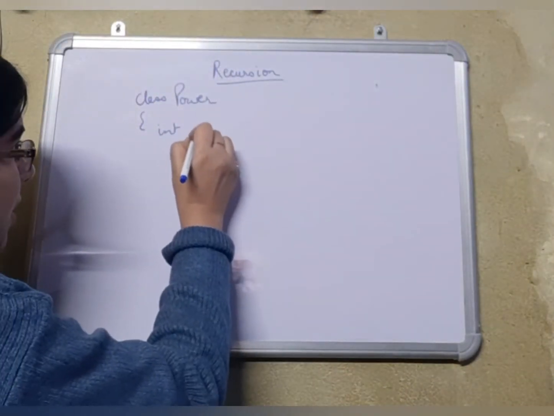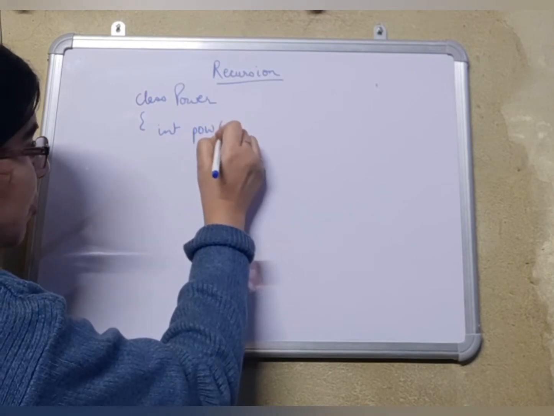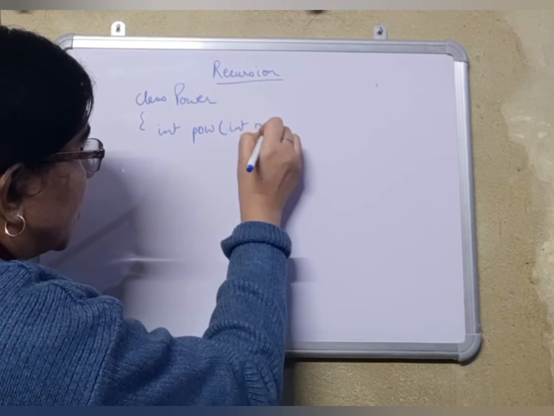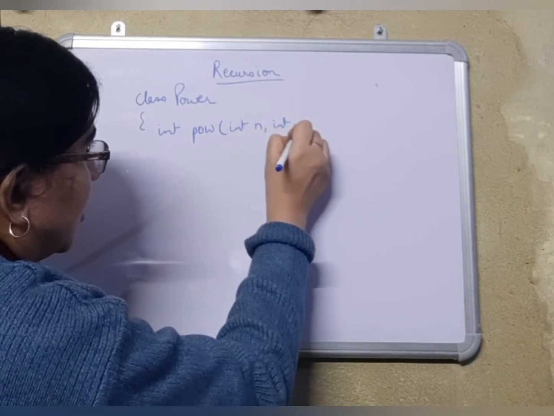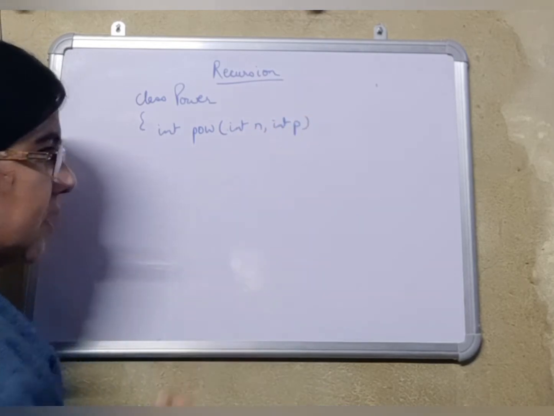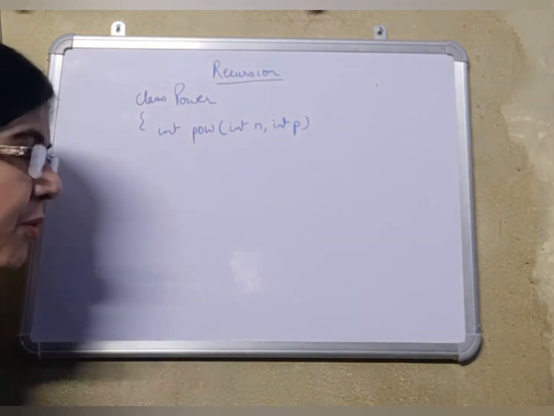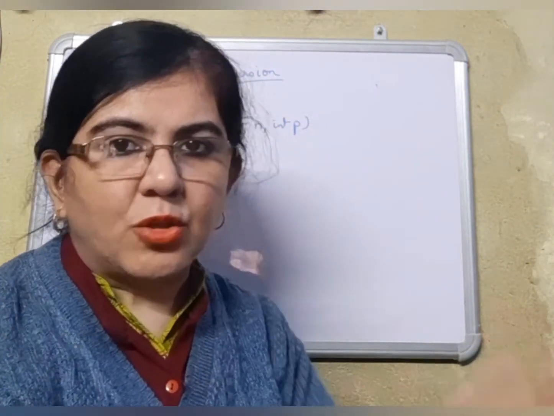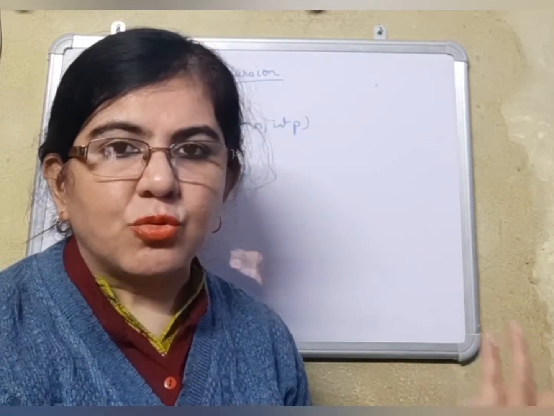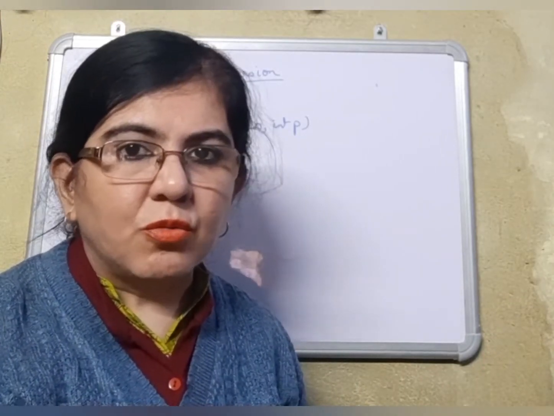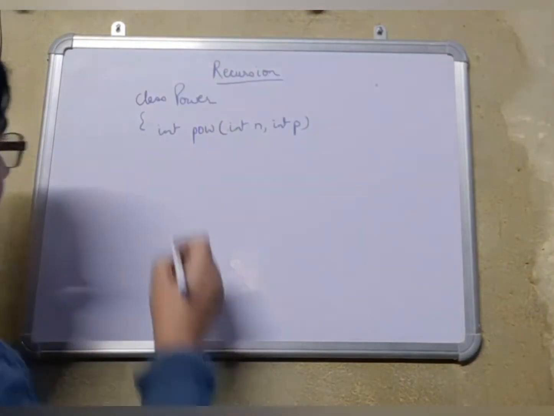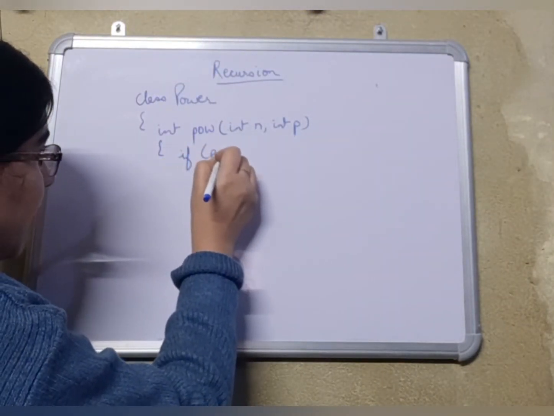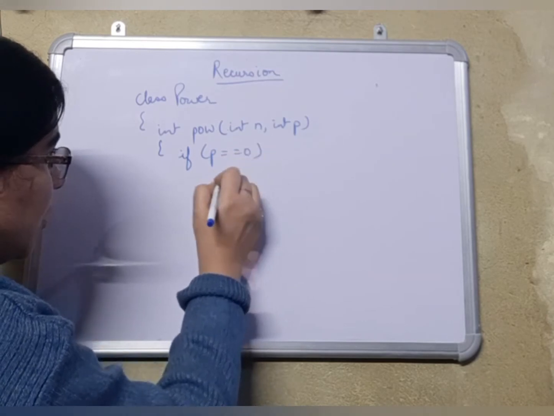So int pow. Here we are going to receive two variables. Suppose this is n and this is p. n is the number and p is the power. And we have to keep on multiplying n till the length of the power. If power is 2, 2 to the power 2 will give you 4. So here we will be checking if the power is 0, return 1.